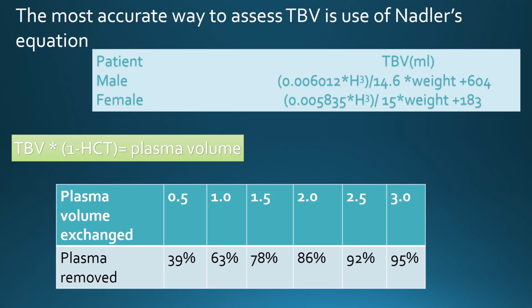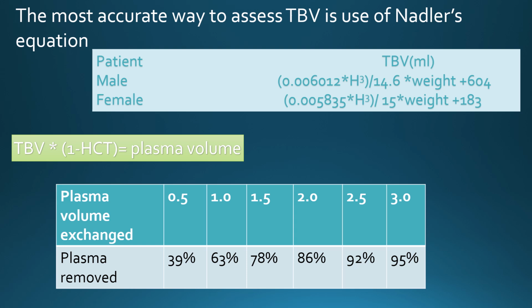Now we'll see the Nadler's equation. This equation is used to estimate a person's total blood volume. It is based on height, weight and sex, so the patient is male or female. For the male it is 0.006012 times h cubed, that is height cubed, divided by 14.6 times weight plus 604, whereas for a female it is 0.005835 times height cubed divided by 15 times weight plus 183.